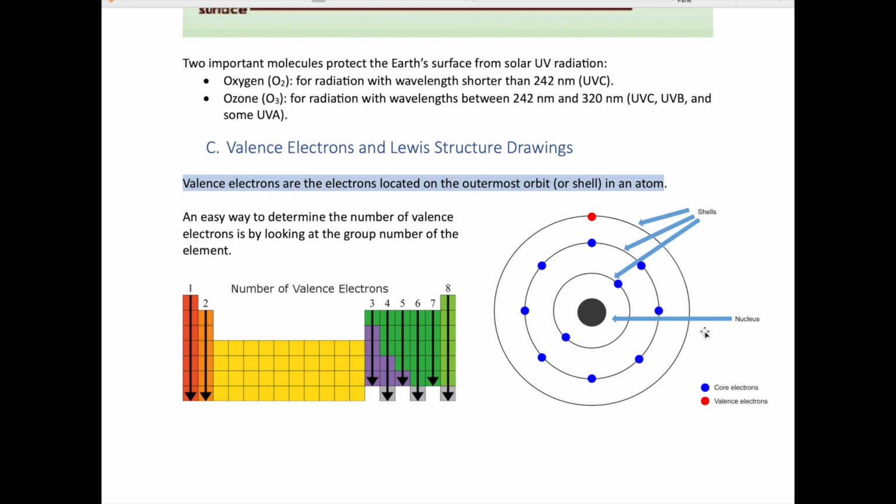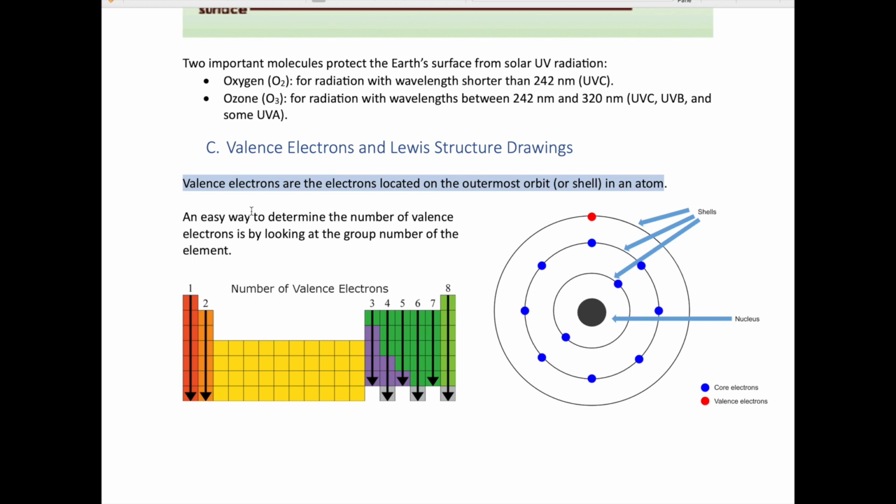For example, if you have an atom that looks like this, and the electrons are illustrated as these little circles, the valence electron is the electron that is located the furthest away from the nucleus. So that red one is going to be your valence electron, located on the outermost shell. The other electrons are what we call core electrons. The core electrons are not important in this particular discussion because what we care about here is electrons that could form chemical bonds, and only valence electrons will do that.